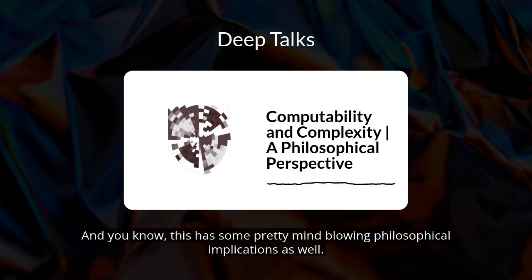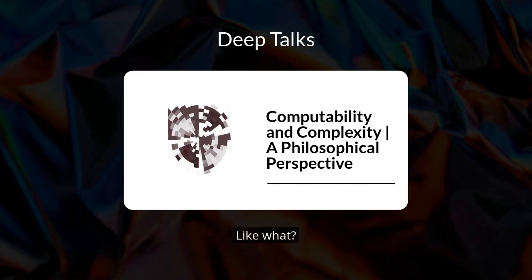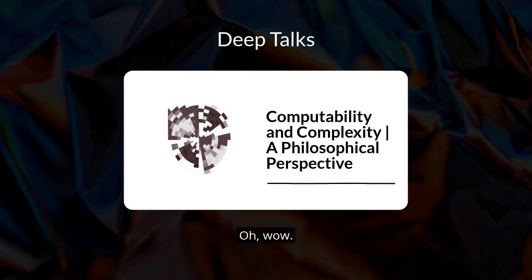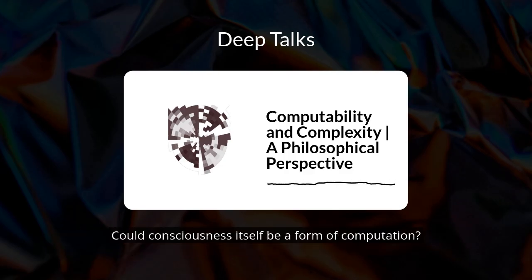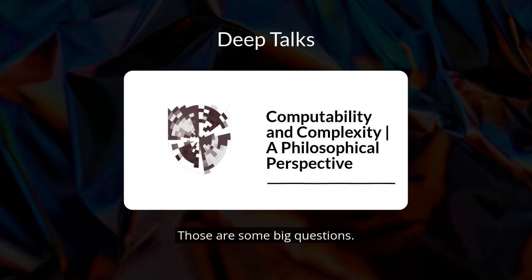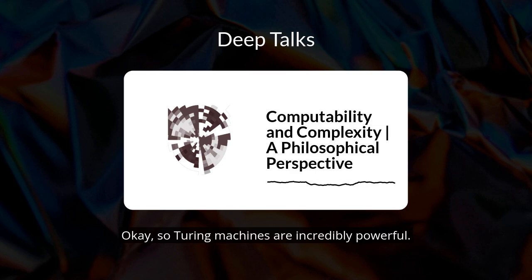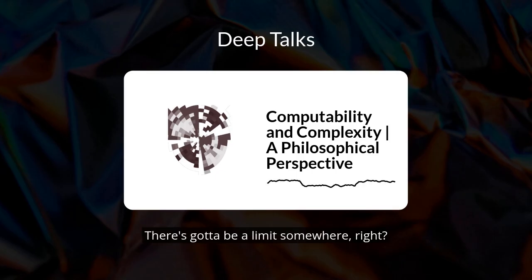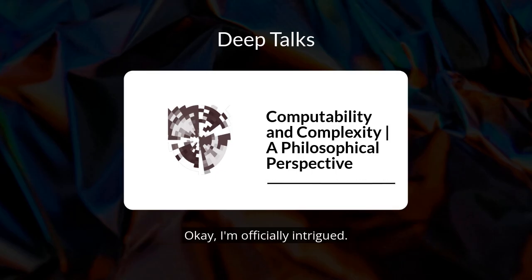And this has some pretty mind-blowing philosophical implications as well. Like what? Well, for instance, if we think about thought and intelligence, could our minds be a kind of Turing machine? Oh, wow. Could consciousness itself be a form of computation? Those are some big questions. Big questions. Okay, so Turing machines are incredibly powerful. But I have a feeling there's a catch. There is a catch. There's got to be a limit somewhere. All right, I'm officially intrigued.